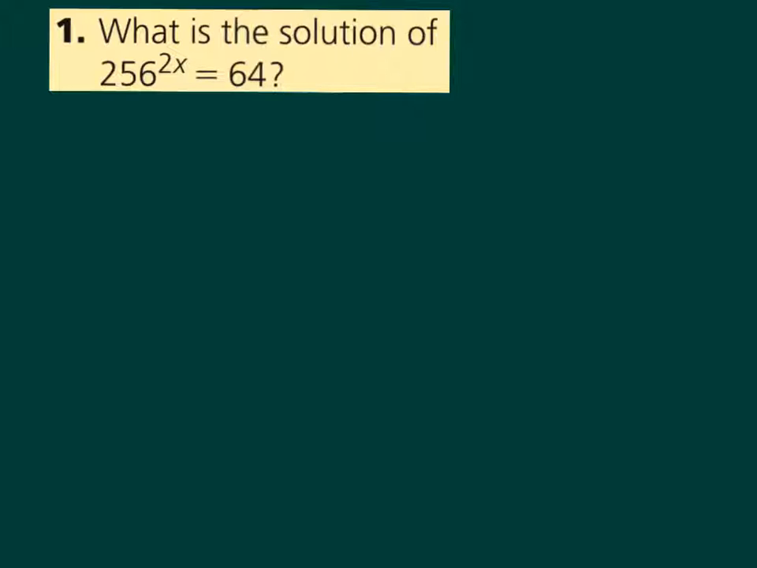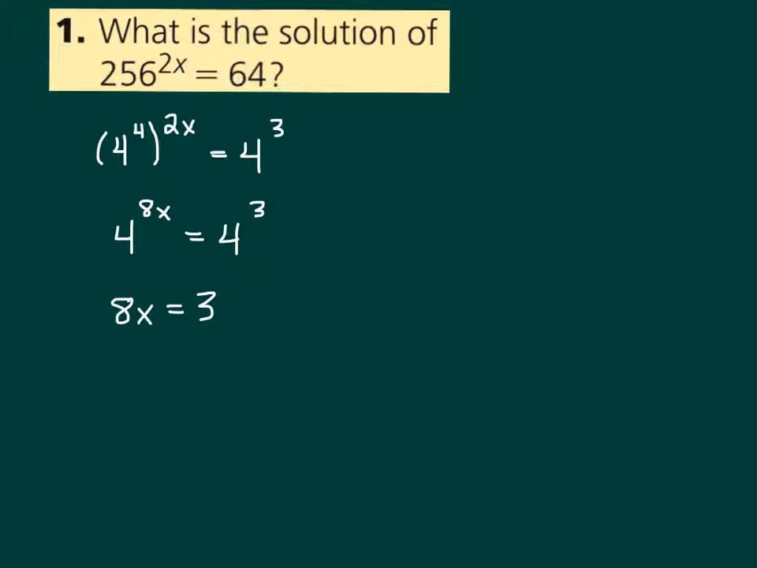Now the way we've learned to do this in the past is to rewrite the exponential equation with a common base. And so what we would get here, 256 is 4 to the 4th. That's raised to the 2x, and 64 is 4 to the 3rd. Using our properties of exponents, this becomes 4 to the 8x equals 4 cubed. And if 4 to the 8x equals 4 cubed, then 8x must equal 3. So then x is 3/8. That's how we've already looked at these types of problems.